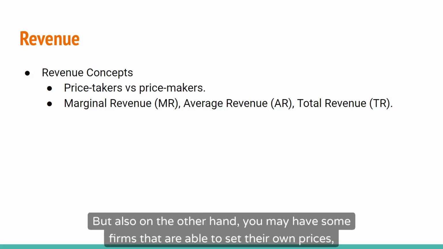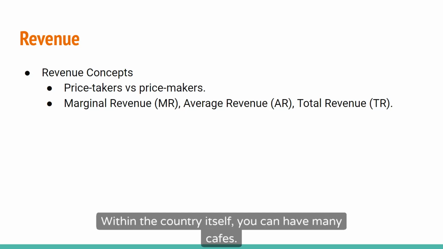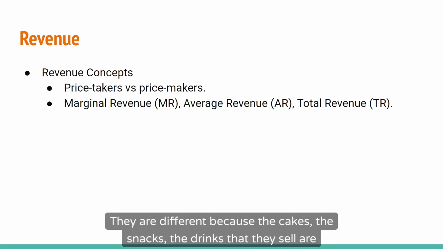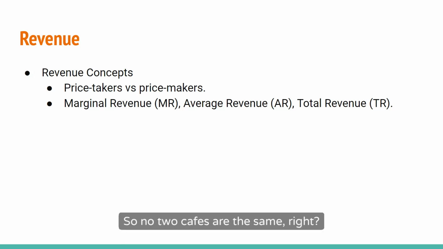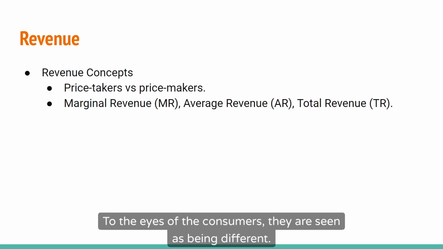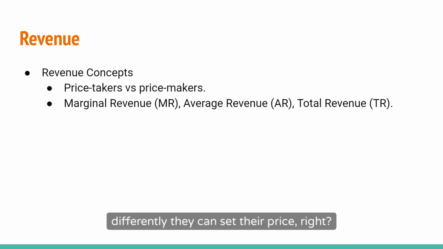But on the other hand, you may have some firms that are able to set their own prices, but not to a very large extent. So let's say the cafes. Around the country, you can have many cafes. They are different because the cakes, the snacks, the drinks that they sell are different. So no two cafes are the same. To the eyes of the consumers, they are seen as being different. But the degree of distinction or differentiation may actually determine how differently they can set their price.